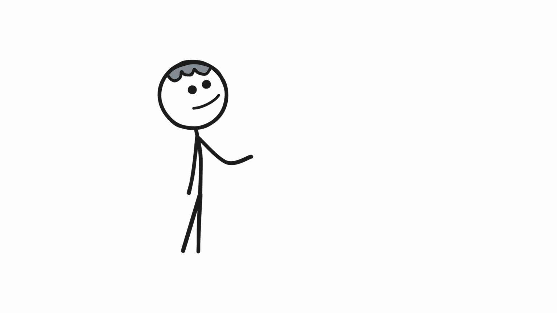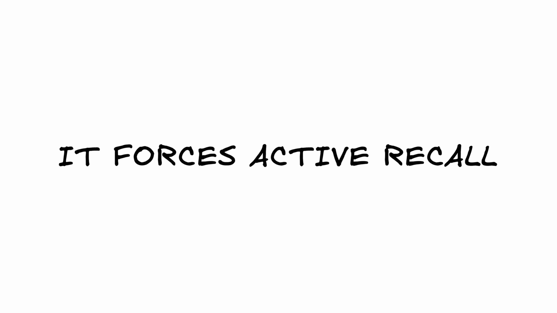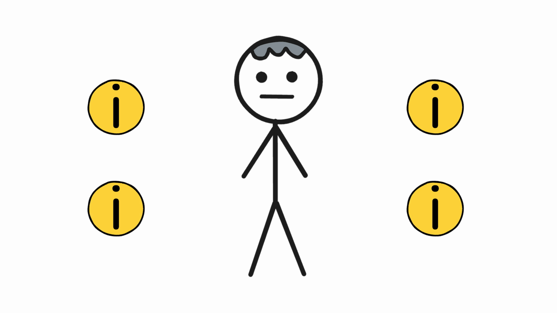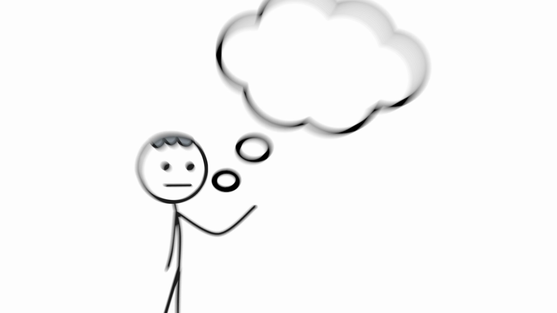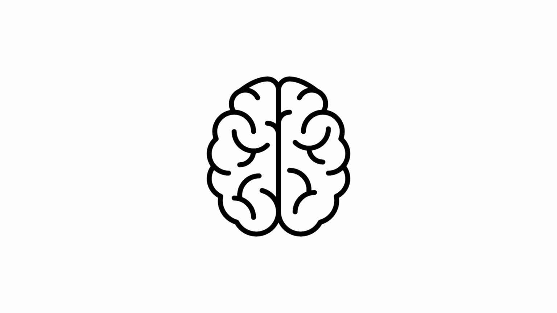Now, you can focus on filling in those gaps. 2. It forces active recall. When you just reread a textbook or watch a video, you're passively absorbing information. But when you explain something from memory, without relying on notes, that's when your brain works hard to retrieve the information. This process, called active recall, strengthens your memory.